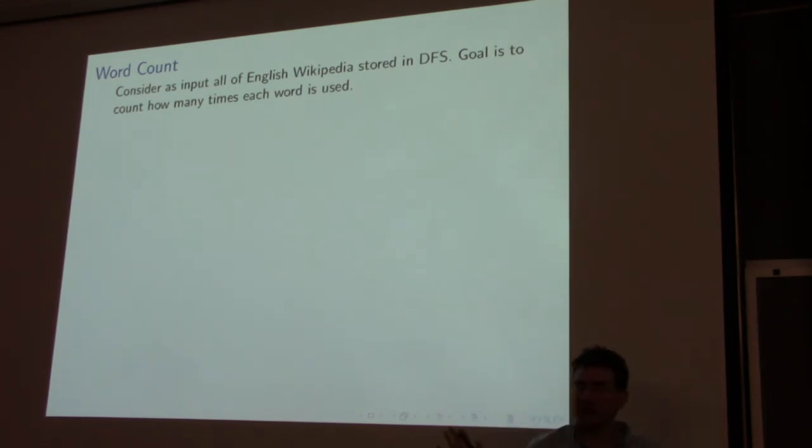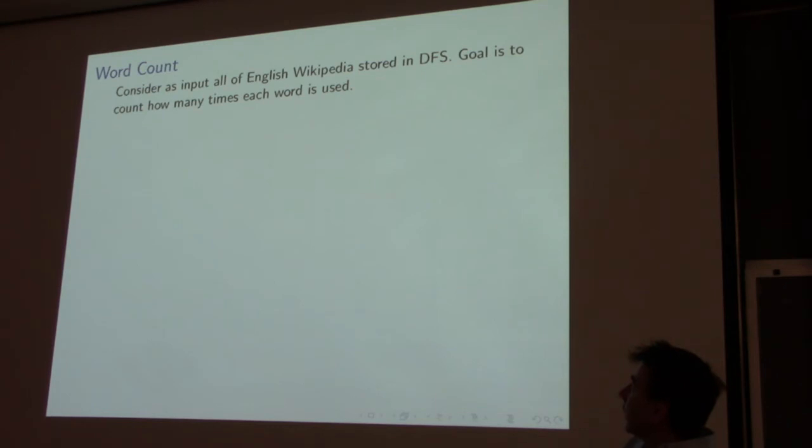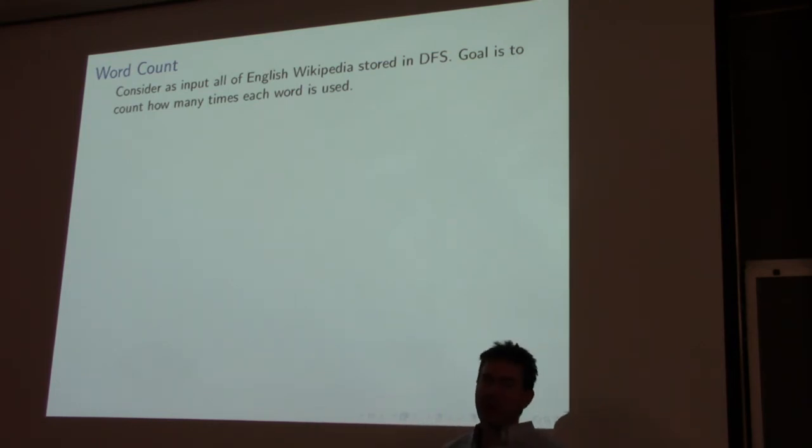The typical example, the hello world of MapReduce, is the word count problem. You have stored in the DFS a huge text corpus, like the English part of Wikipedia, and the goal is to count, for every word, how many times it's used across the whole corpus. The input is large and the output is large, because every word needs a count. It's not a small query like how many times the word happy occurred. I want to count for all words.